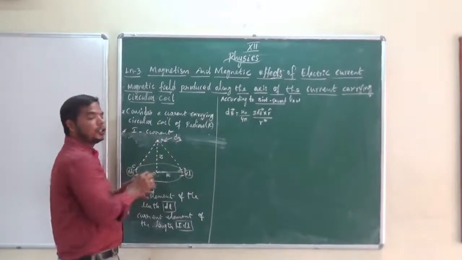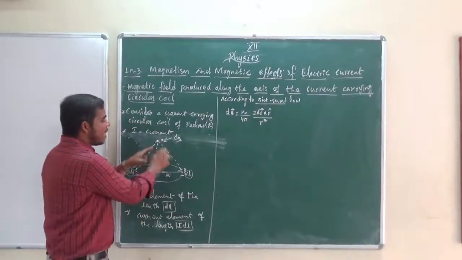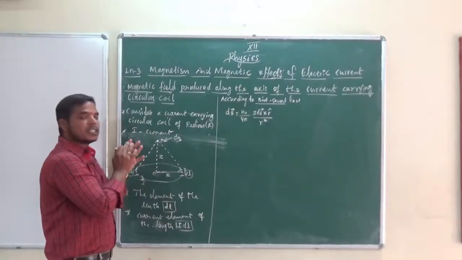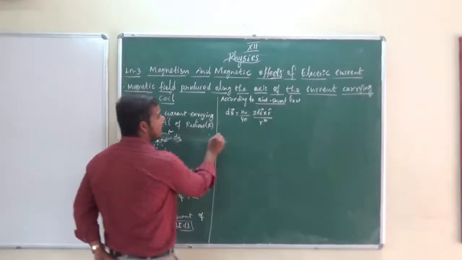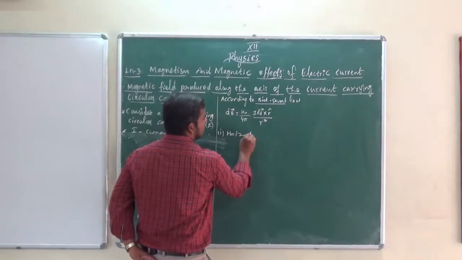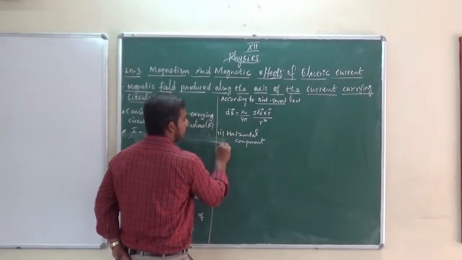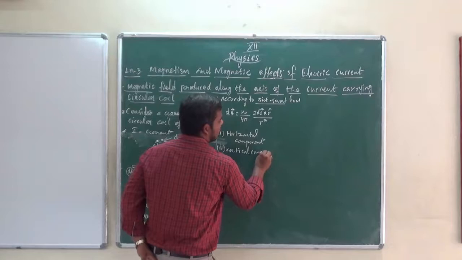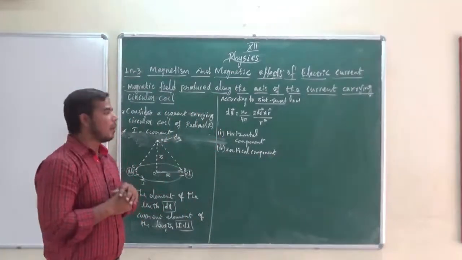Magnitude means what amount of magnetic field is acting at the point P. But here two diametrically opposite elements are there. So the magnetic induction at the point P is resolved into two components. What are the two components? One is the horizontal component, and the other is the vertical component.